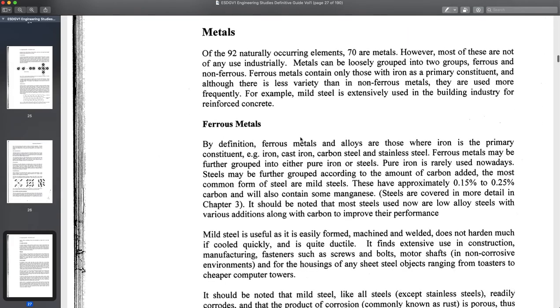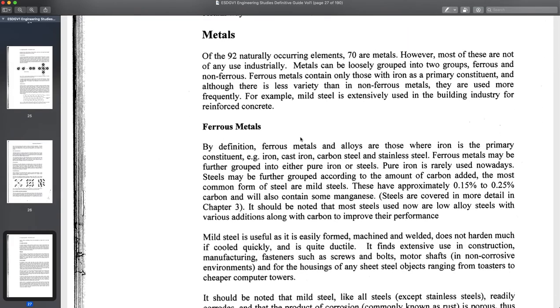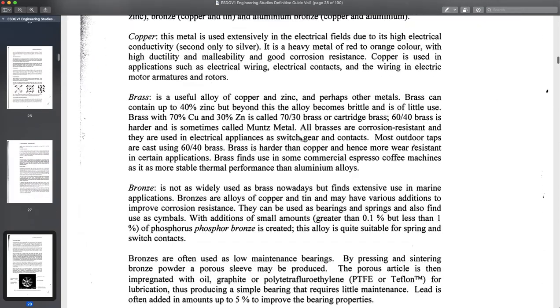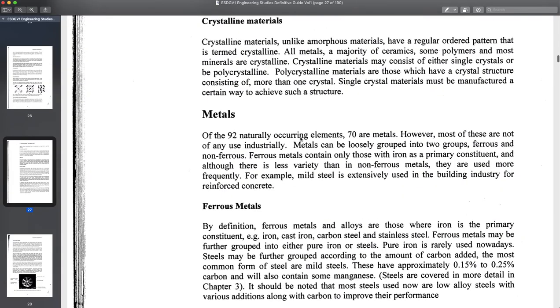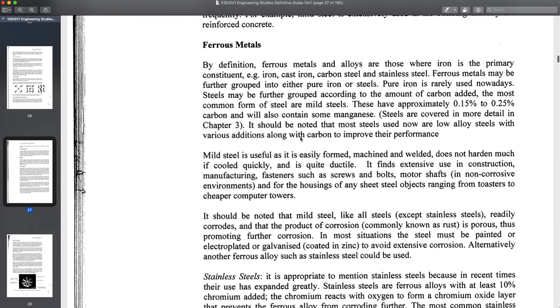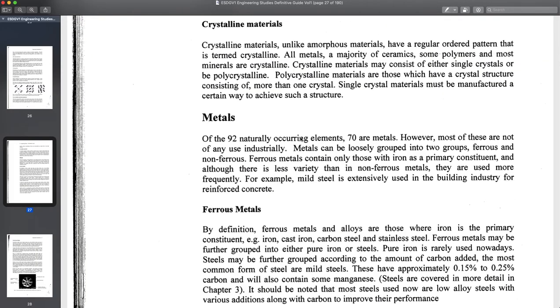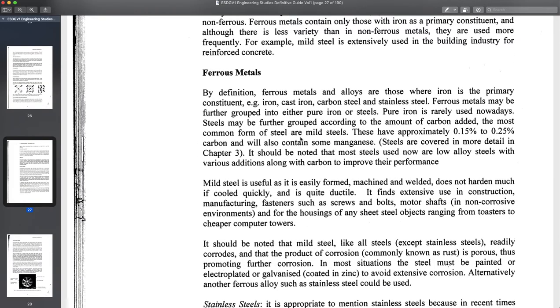Now, we haven't covered this in our notes yet, so I'm going to be very brief because I'd rather go through my notes. First of all, when we talk about metals, there's ferrous metals and non-ferrous metals. The same way that there's flamethrowers and non-flamethrowers. All metals can be described as iron or not iron.